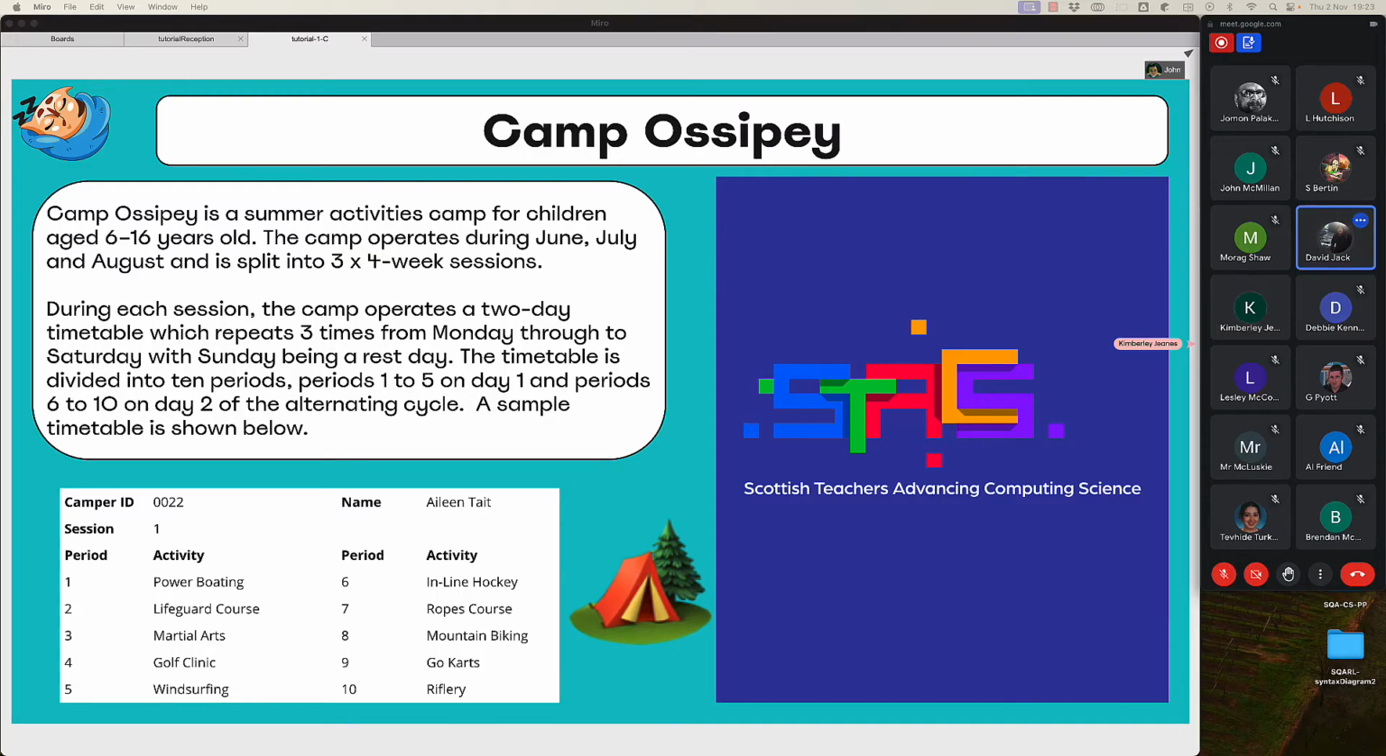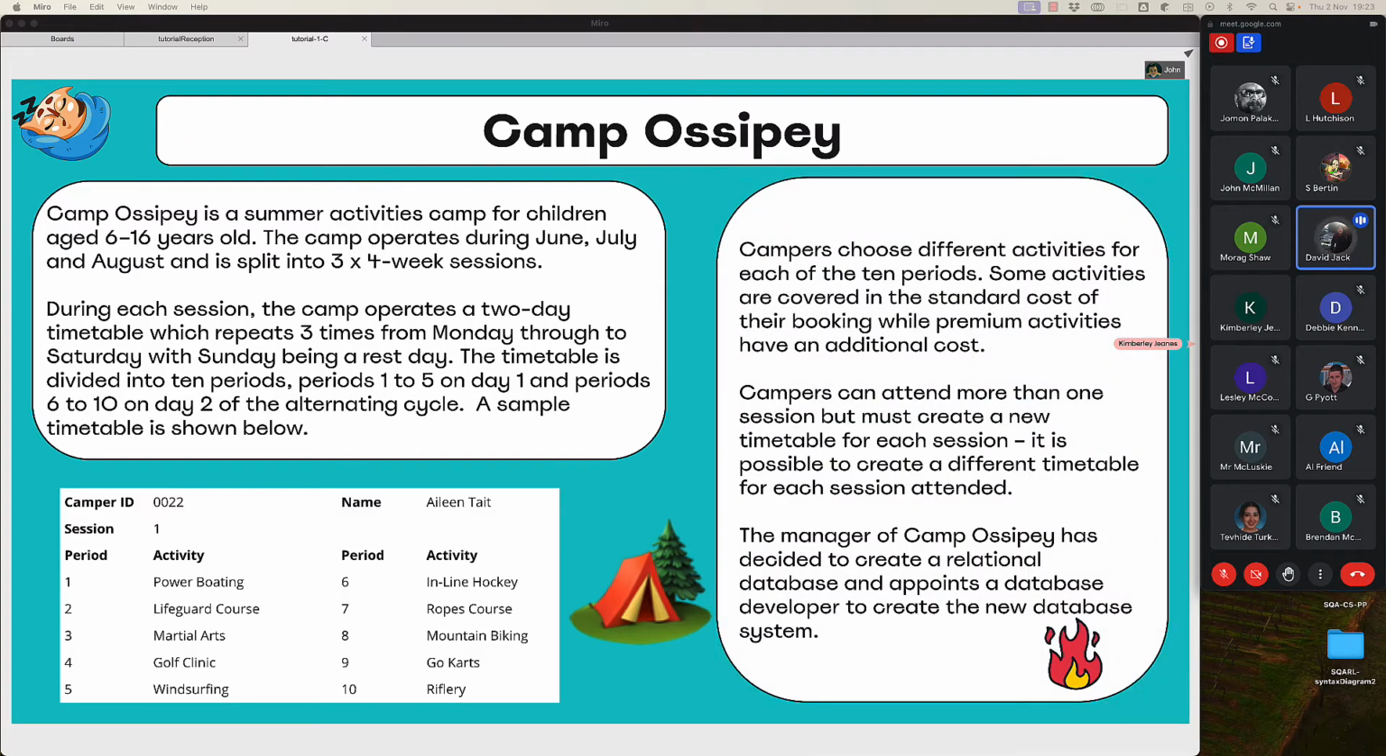Yep, that's correct. And each child attending the summer camp has a timetable with 10 different activities. The first 5 activities are completed on Mondays, Wednesdays, and Fridays, and the remaining 5 are on the Tuesdays, Thursdays, and Saturdays. And the same activities are completed for the 4 weeks of each camp. Okay, that makes sense. Here's some more information about the summer camp.